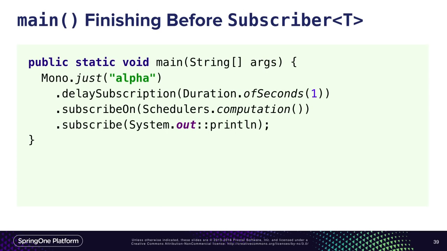So here we have an example where we've got some code that's going to finish before we subscribe. So we set up a mono, again, just going to emit an alpha.